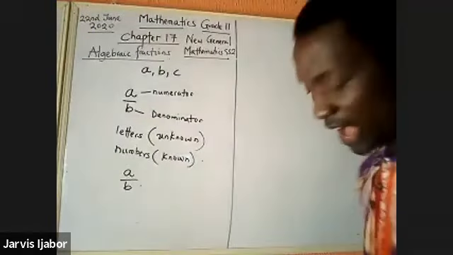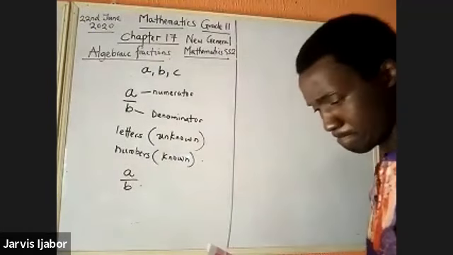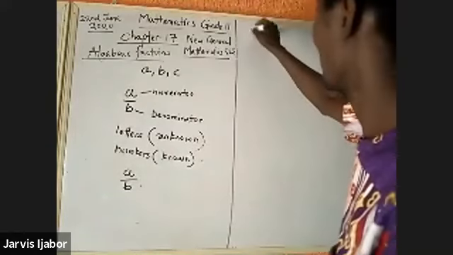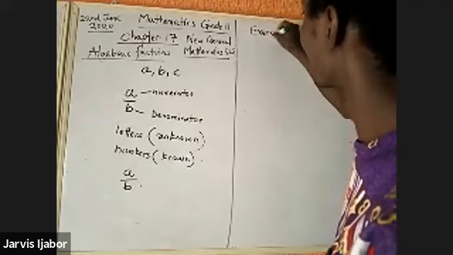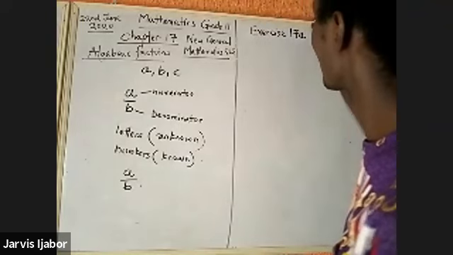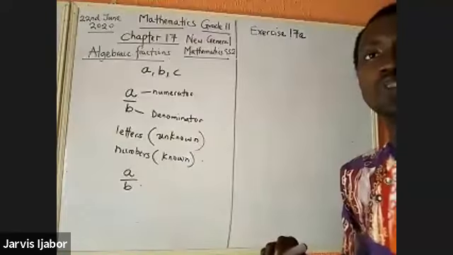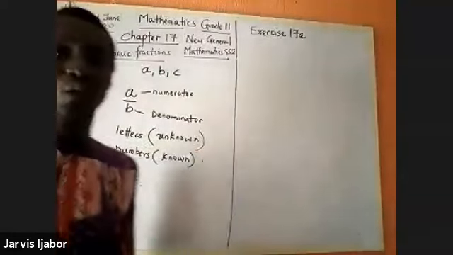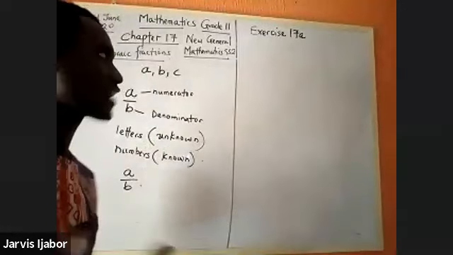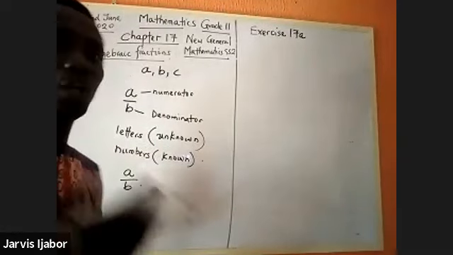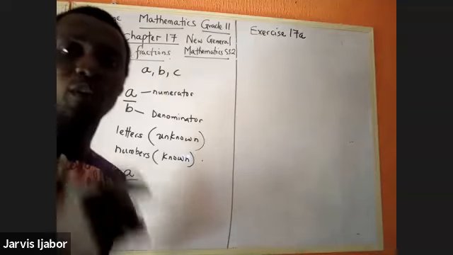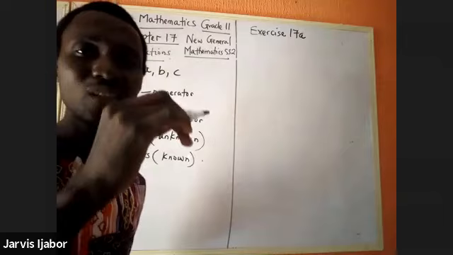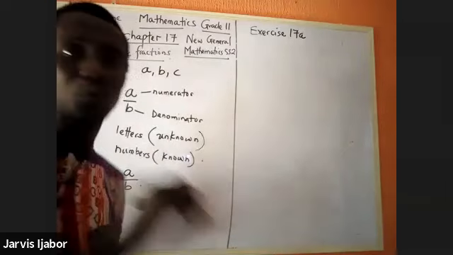The next thing we have is exercise 17A. I'm going to take you exercise by exercise, and in each exercise or question, we'll focus on the objective. It's really very difficult to explain what we expect you to get from algebraic fractions. But as we move from question to question, we will try to look at the objective. What is the objective of each question we're solving?